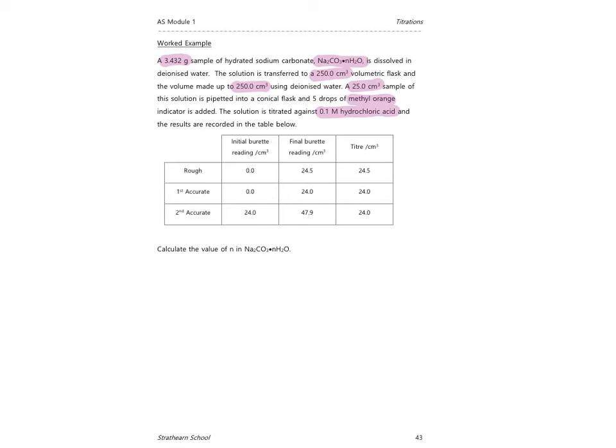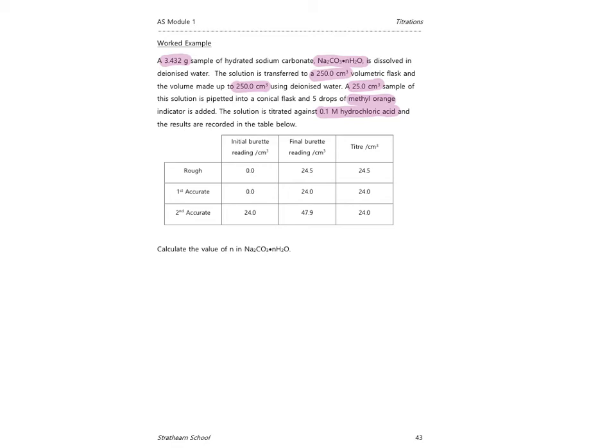Now, this question has not been broken up into individual steps, and so we will just be doing it as a whole calculation. Quite often, especially at this stage, they are given to you in broken up steps. But what we will need to know from our practical results is our average titre. So we'll work that out now.